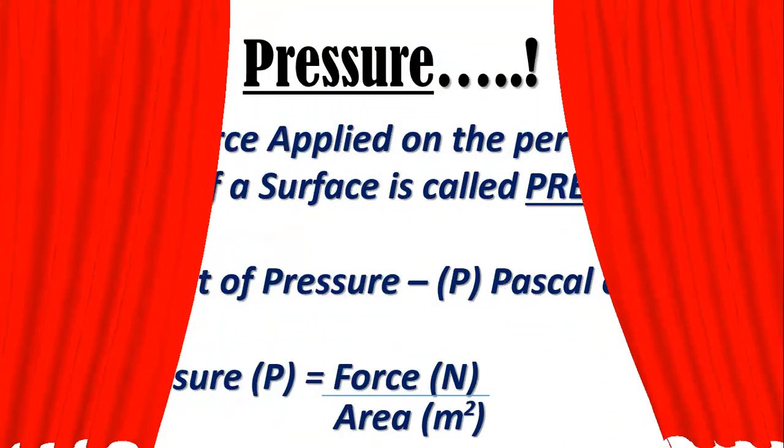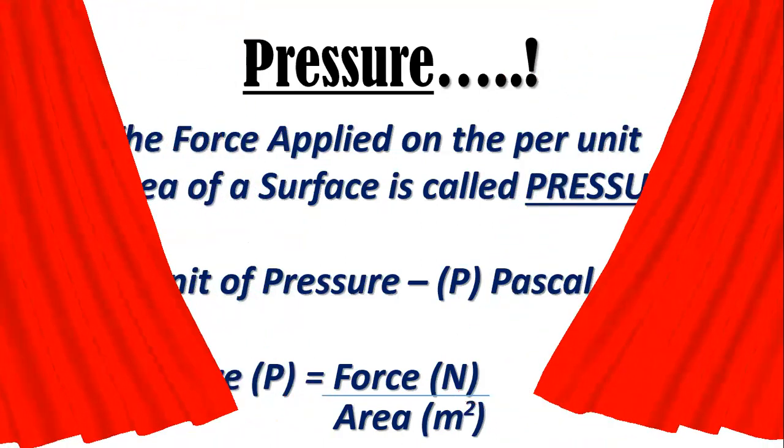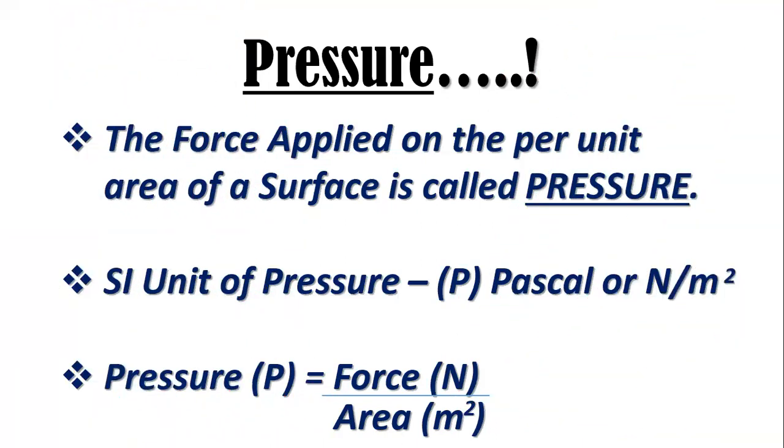Then comes our new topic, pressure. The force applied on a per unit area of a surface is called pressure, and the SI unit is Pascal or Newton per meter square. We denote it as N upon M square.